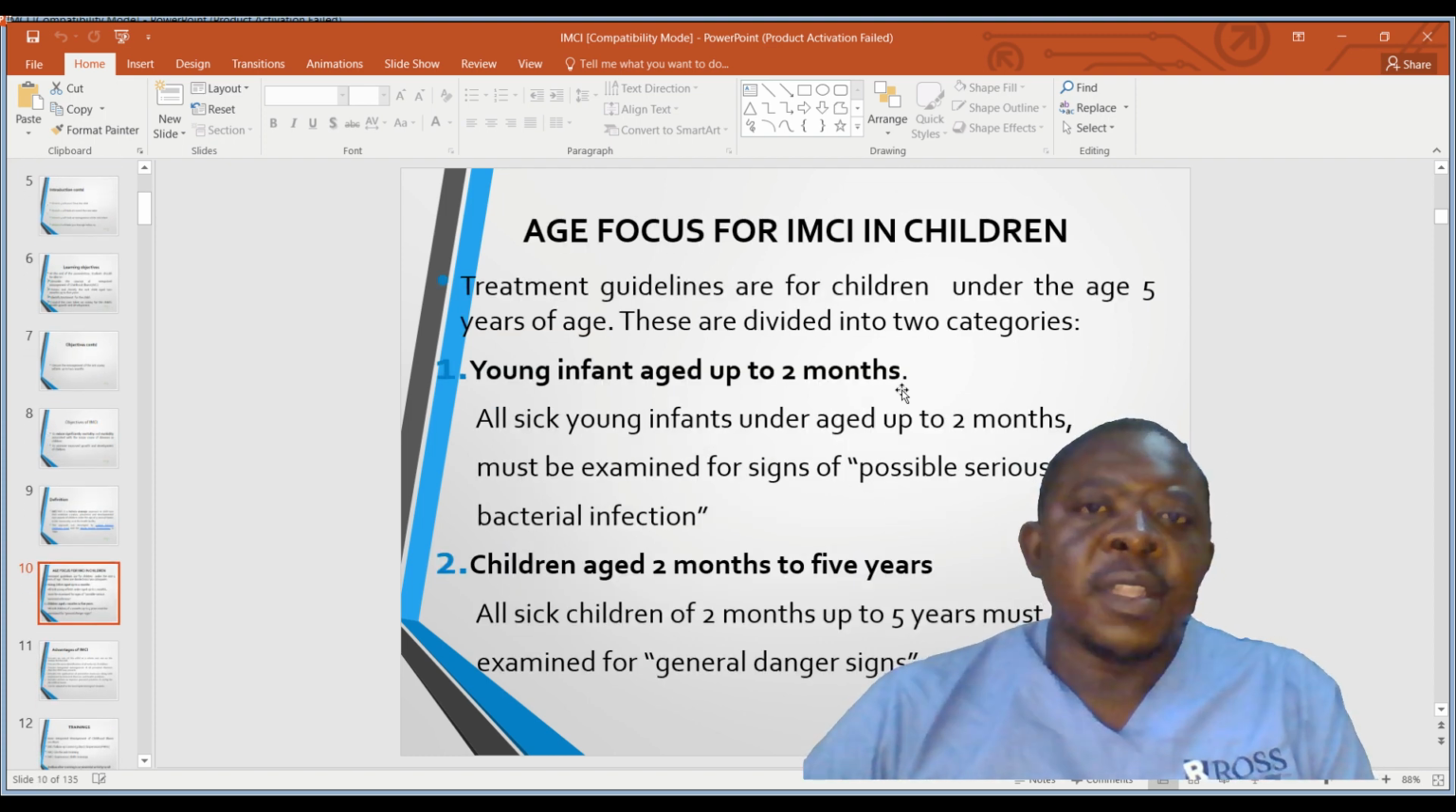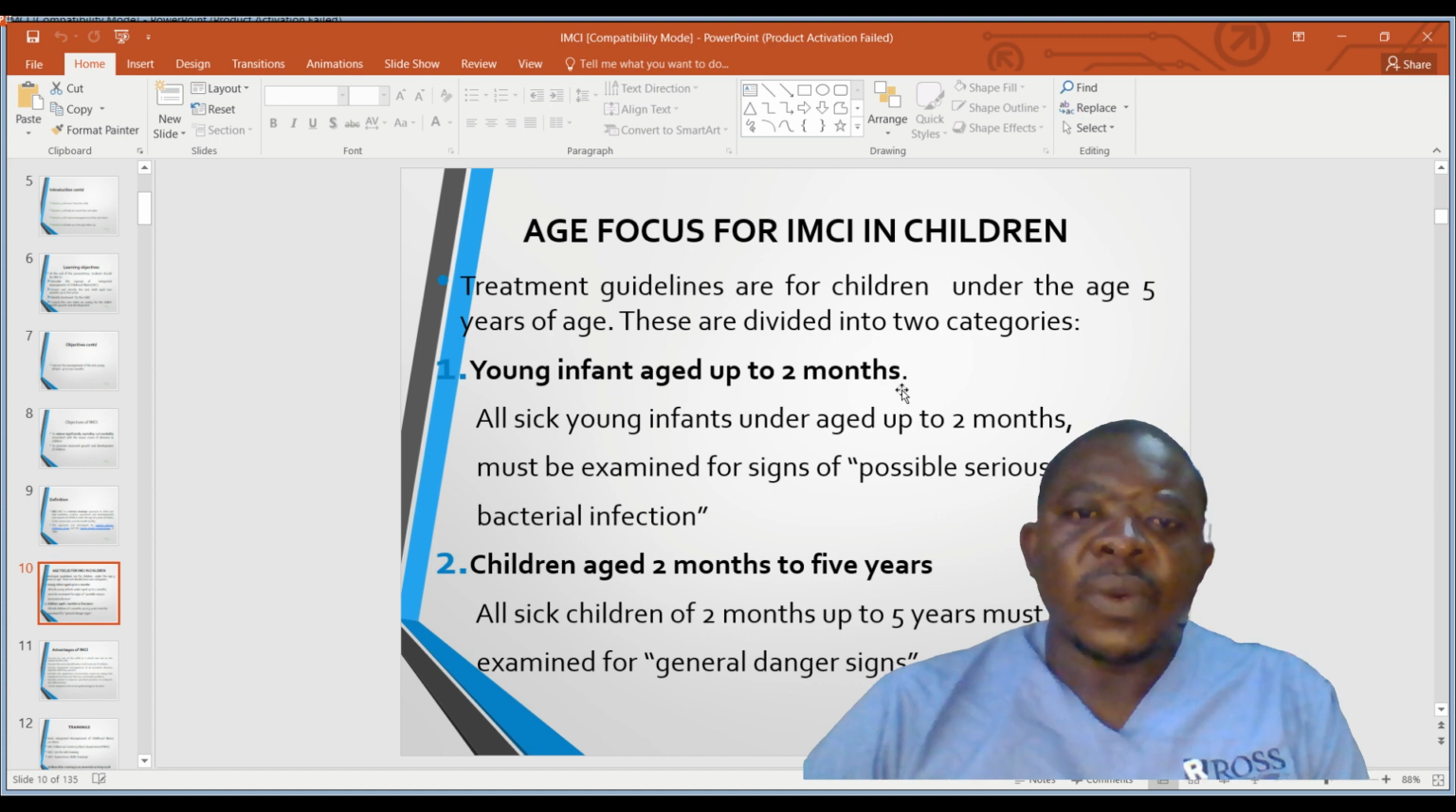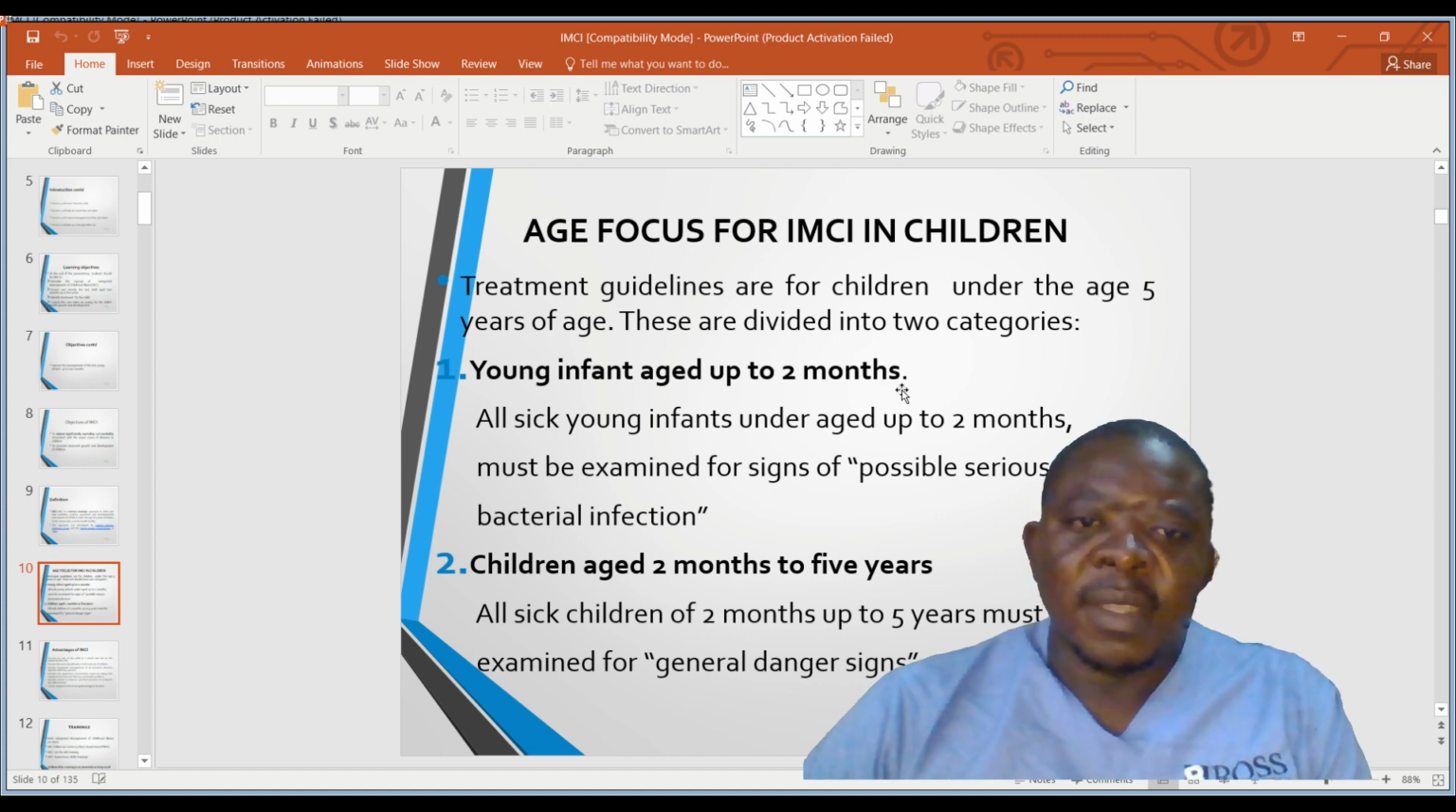Age focus for IMCI in children. Treatment guidelines are for children under 5 years of age. These are divided into two categories. We have young infants aged up to 2 months. All sick young infants up to 2 months must be examined for signs of possible serious bacterial infection. Then we have children aged 2 months to 5 years. All sick children of 2 months up to 5 years must be examined for general danger signs.